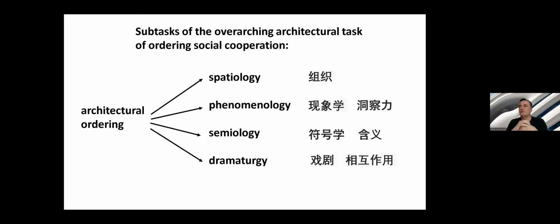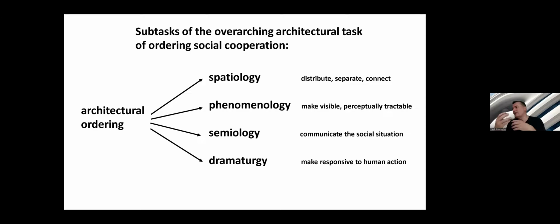So this dramaturgy has to do with the responsiveness and interaction potentials the physical environment offers to its users. So I've elaborated here a bit more. Spatiology is about to distribute, to separate, to connect. Phenomenology to make visible and perceptually tractable. Semiology to communicate the social situation. And that is a language which has to evolve, which evolves spontaneously, but we can also intervene with and, let's say, enhance, and then make the built environment responsive to human action.